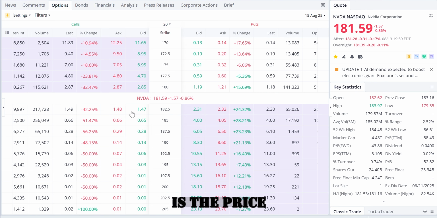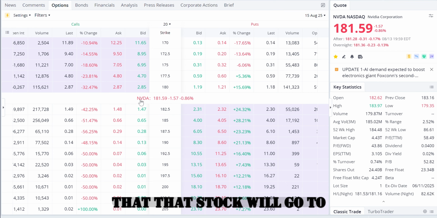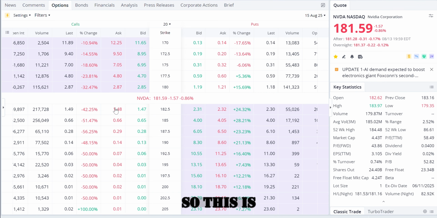Out of the money is the price that you're speculating that the stock will go to. It hasn't made it yet. So a 182.50 call, to the left side here, Nvidia price is at 181.50. It hasn't made it to 182.50 yet. So this is out of the money. Nvidia has to get there.